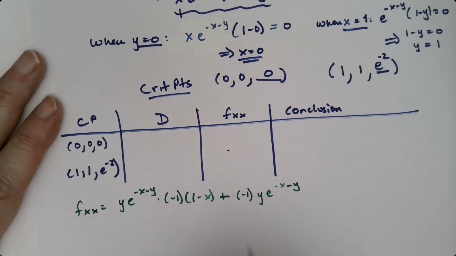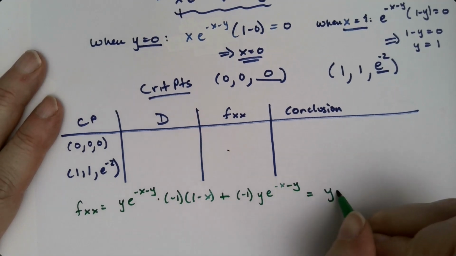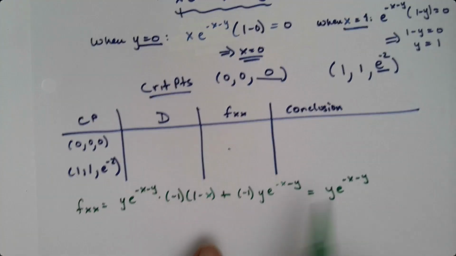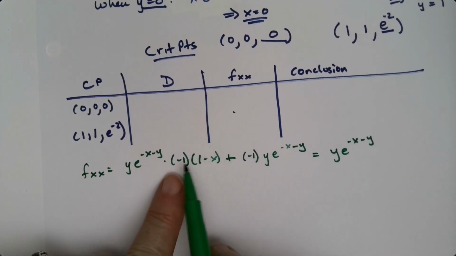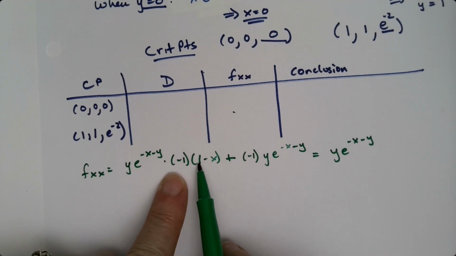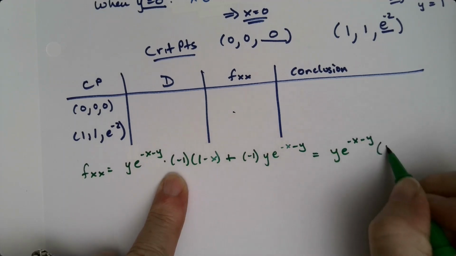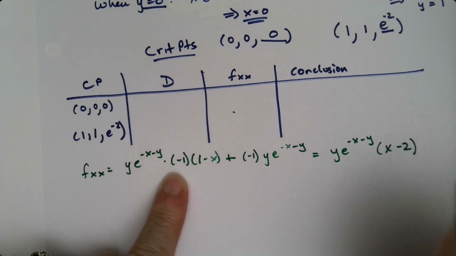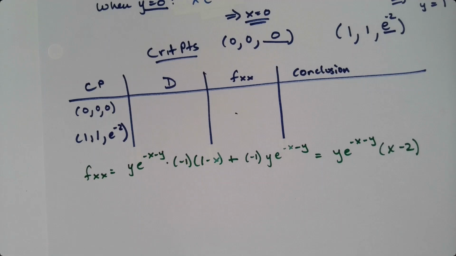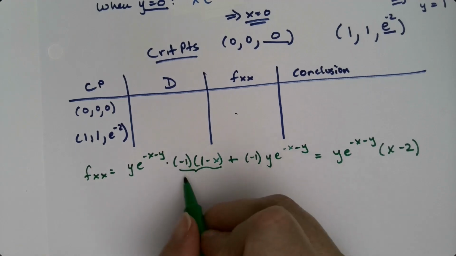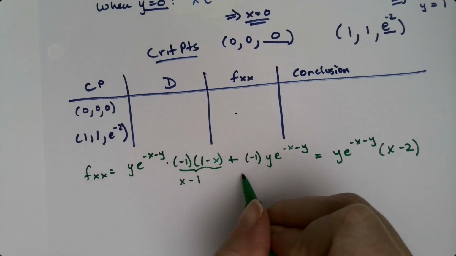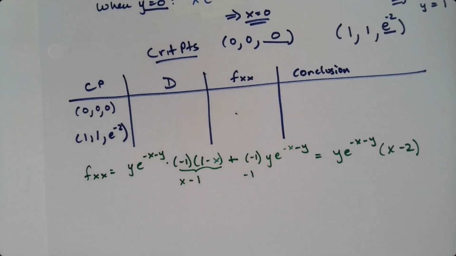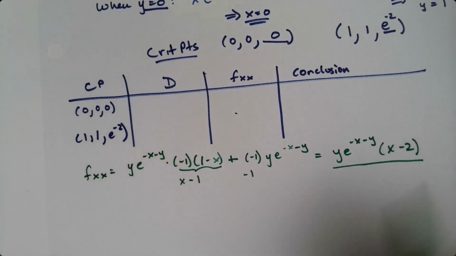Okay, well, these both have a y e to the negative x minus y, so I'm going to factor that out. I'm going to have a minus 1 times a 1, which is minus 1, and a minus 1 times an x, which is x. So I'm going to have an x minus 1 minus another 1, so minus 2. In other words, I'm factoring this out. So this is x take away 1, and then take away another 1. So combining like terms, that makes x minus 2. All right, so there's my fxx.